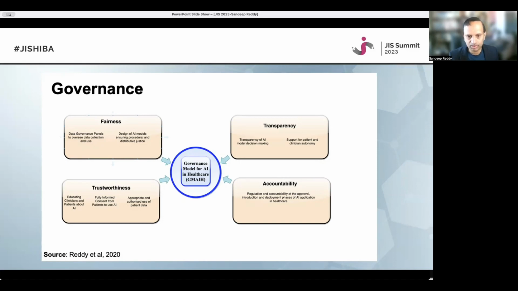Trustworthiness is to ensure that there is fully informed consent provided by the patients, but also that you educate the clinicians and their patients around the use of large language models. Accountability looks at the medico-legal aspect. When things go wrong, who becomes responsible and accountable?